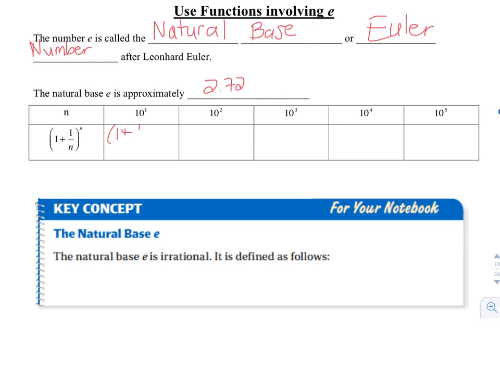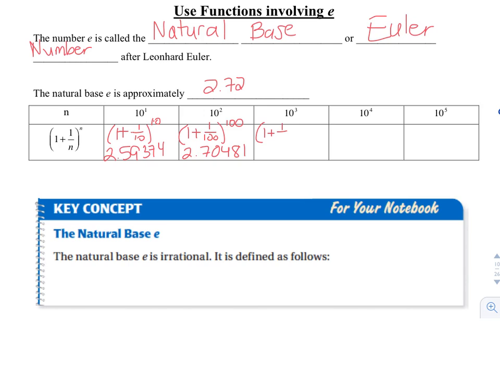So first you're going to do 1 plus 1 divided by 10 raised to the 10th power. When you type this in the calculator, you should get approximately 2.59374. We're going to keep changing the power of 10. So next we'll do 10 squared, which is 100. The approximation for that is 2.70481.